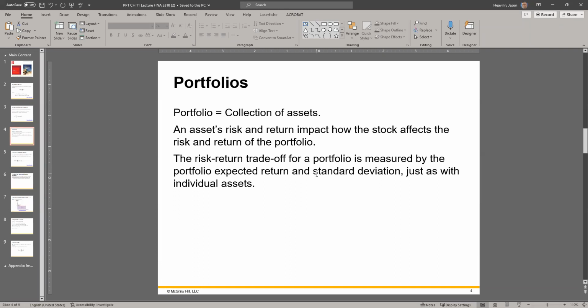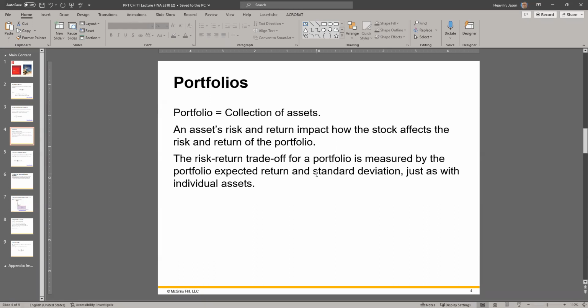Portfolios, here we're just going to do a definition. A portfolio is a collection of assets. We typically think of a portfolio as many different stocks, but you can have a business portfolio. Let's say you own several different businesses, or you can have a portfolio that has businesses, stock, real estate. It could be any combination of assets.